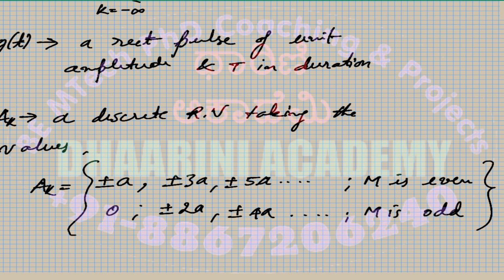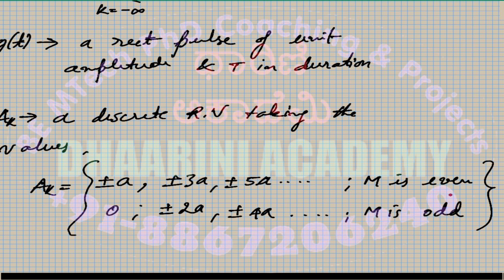Okay, let's assume M is equal to 4, which falls under the first category. This is an even number. Now, it says that if M is 4, you have to send 4 different levels. Correct? Your data should contain 4 different levels. So you consider the first 4 levels: plus A, minus A, plus 3A, and minus 3A. So these are the 4 levels which you are going to use.